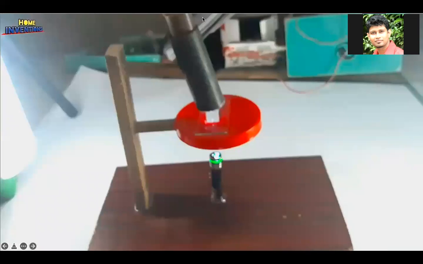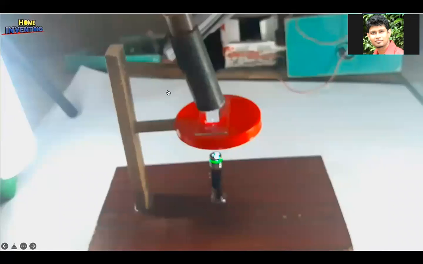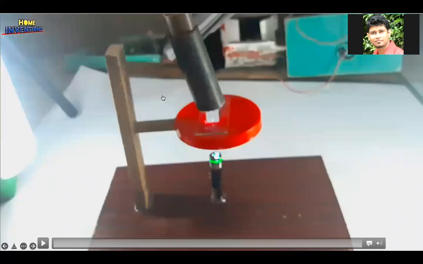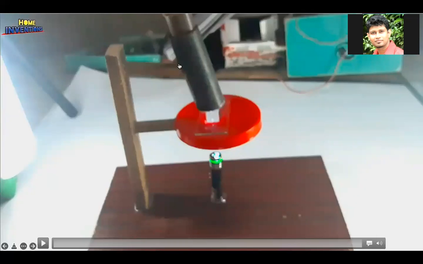And as I promised you, I will show you a guide video or DIY video which helps you to create a microscope at home. This is very easy. You can also try. So let me show the video first.